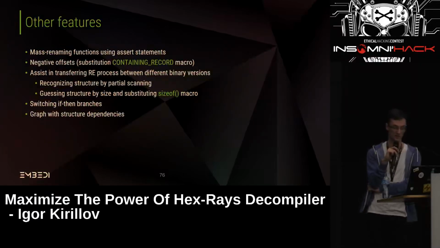And there are some simplifications for if-then branches going on under the hood, but it seems like the 7th version of IDA does it on its own. There is also a feature that builds a dependencies graph of structures. So if you are interested, look at the README file and you'll find out more.